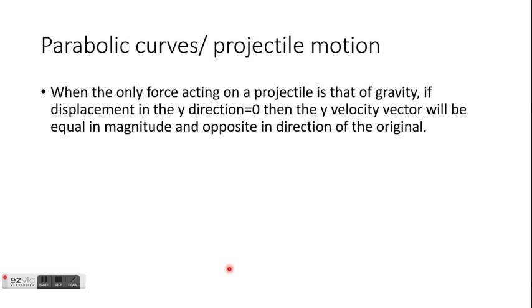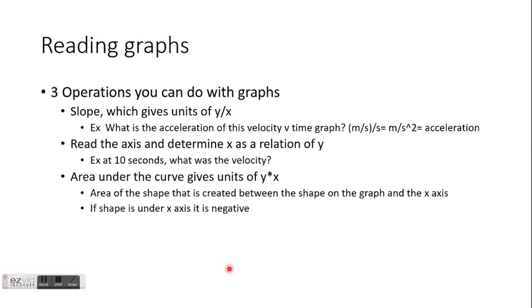So this is a handy shortcut. If it's a parabolic curve or a projectile motion problem, and there's no displacement in the y direction, then the y velocity vector is going to be equal in magnitude and opposite in direction to the original. And so that means usually that you just flip the vector around. The x would stay the same because usually there are no forces acting in the x direction. So, just a handy shortcut.